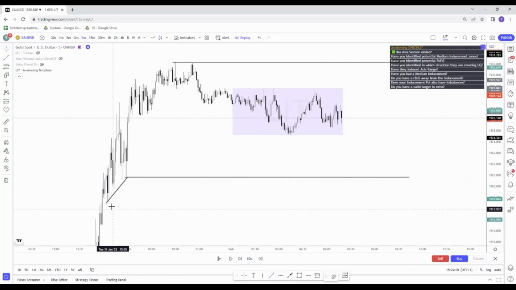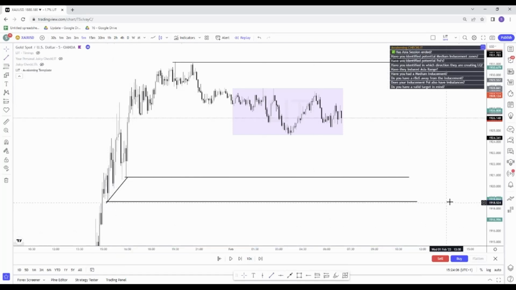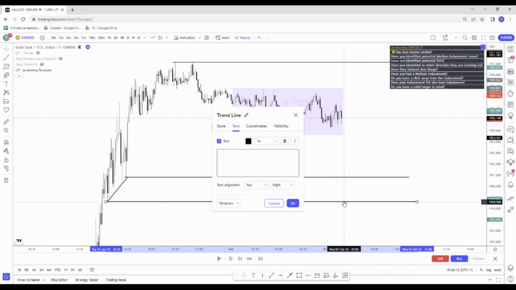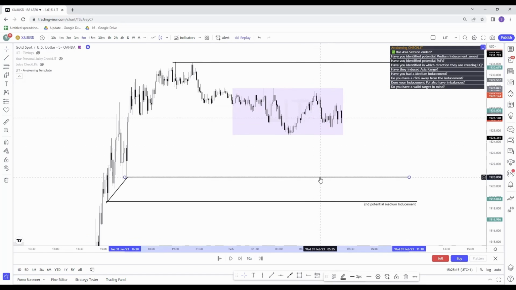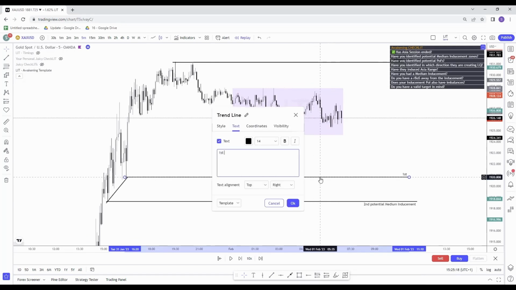You can also mark up below that. But again, when it comes to intraday and possibly the first or second market intention of the day, I want to go in steps. So this could be the second one. So I could write second potential medium inducement. See, so perfect. And you, of course, should know what the one above that is. It's going to be your first potential inducement.